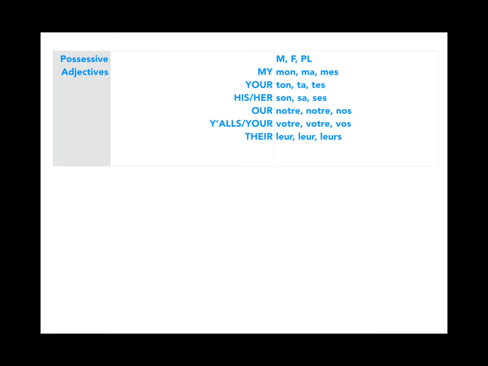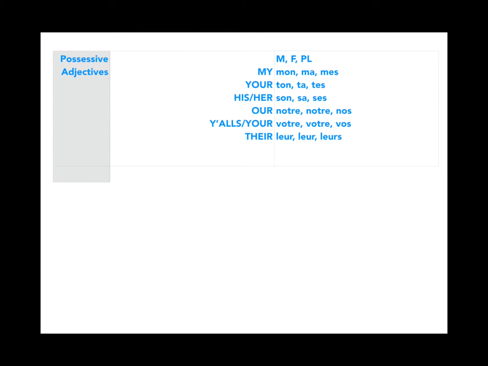Your has 3 forms, ton, ta, tes. His or her has 3 forms, son, sa, ses. Our has 3 forms, notre, notre, nos. Y'all or your has 3 forms, votre, votre, vos. And their has 3 forms, leur, leur, leurs.